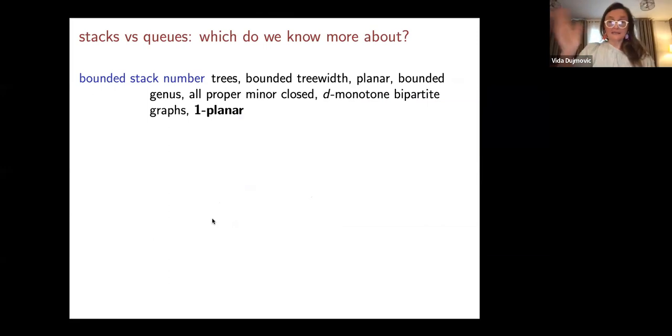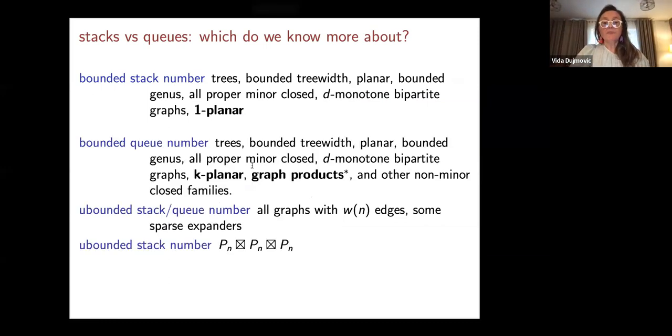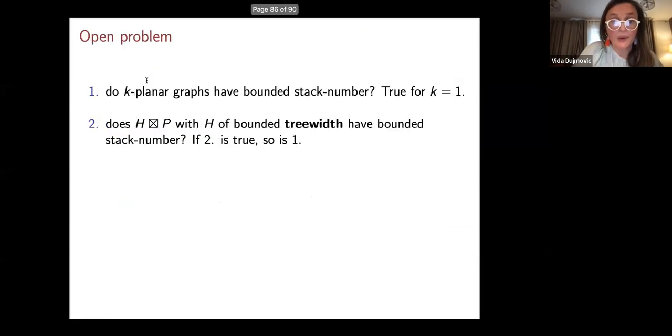And so finally, let's go back to what we know. We learned that indeed we can separate in one direction. There are graphs that have bounded queue number, but unbounded stack number. But in the other direction, it's wide open. We try, and not for the lack of trying, we tried. So far, we failed. So what we're missing is other graphs that have bounded stack number, but unbounded queue number. In fact, we don't even have good candidates.